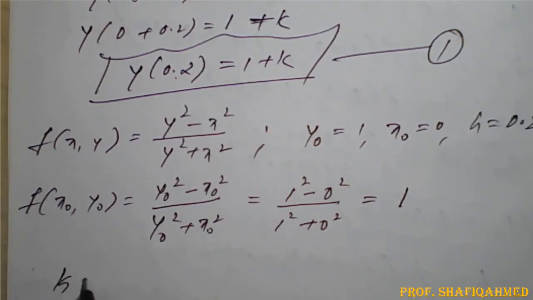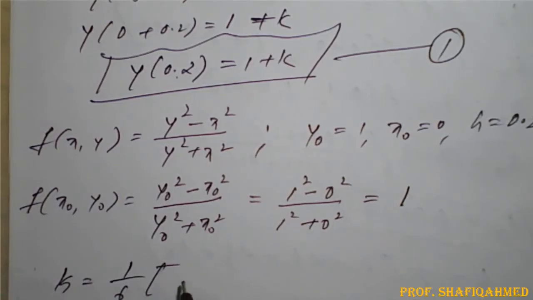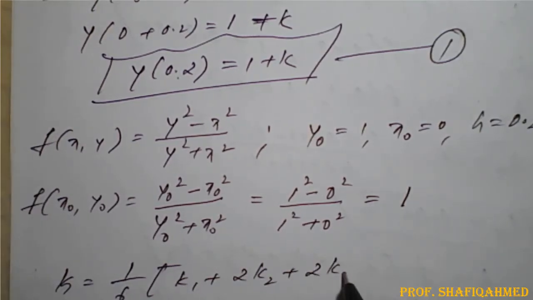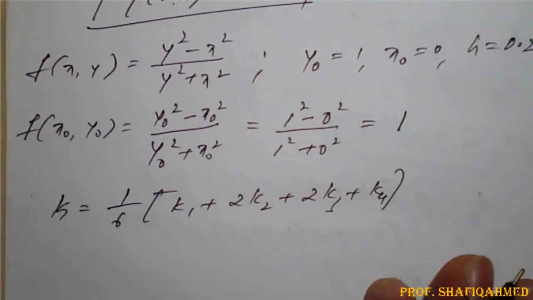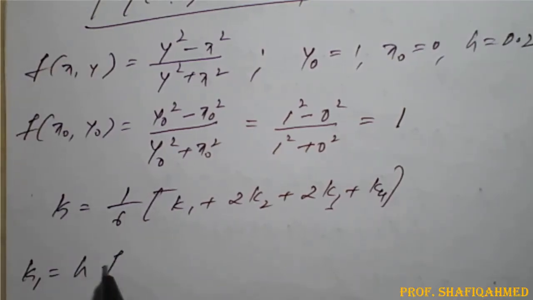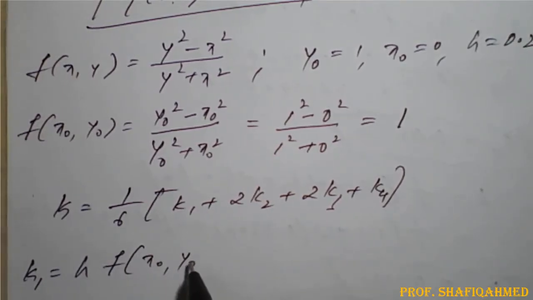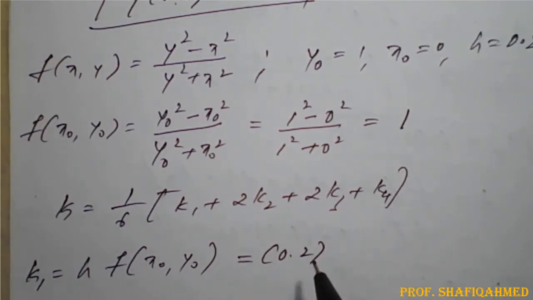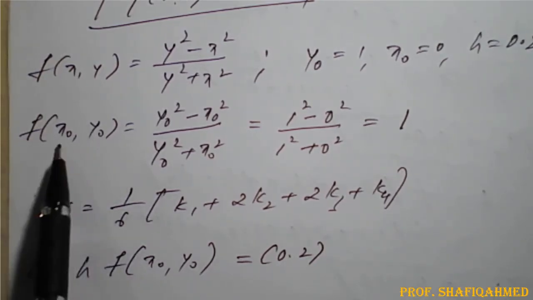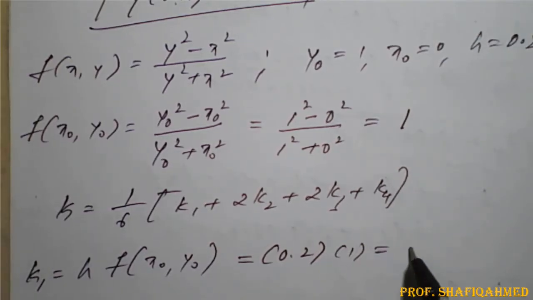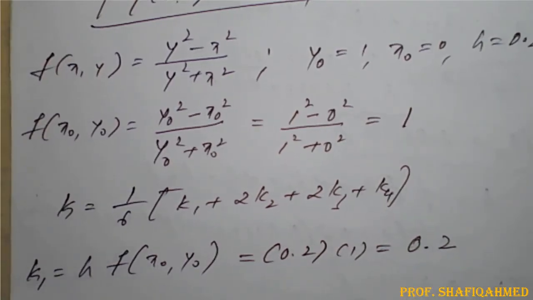So with the help of this, we'll go for the value of k. So k is nothing but 1 by 6 times (k1 plus 2 times k2 plus 2 times k3 plus k4). So here the value of k1 we will find first. Therefore k1 is nothing but h into f of x naught comma y naught, which is nothing but h value is 0.2, f of x naught comma y naught, just now we have calculated it is 1. So therefore the value of k1 is 0.2.